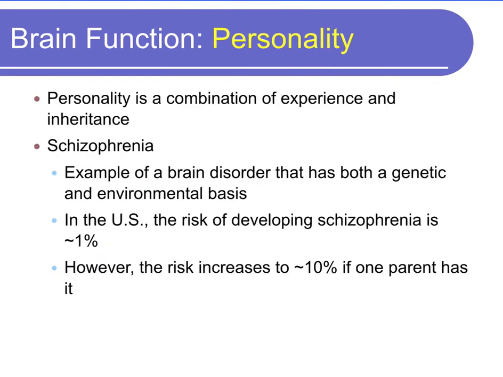Okay. Finally, another function of the brain is personality, and personality is going to be a combination of experience and inheritance. So you can look to your parents, but obviously your experience will also shape your personality. Schizophrenia is an example of a brain disorder that has both a genetic and environmental component. So the risk of developing schizophrenia in the US is about 1%, but if you have a family history, if one parent has it, then your risk jumps to 10%.